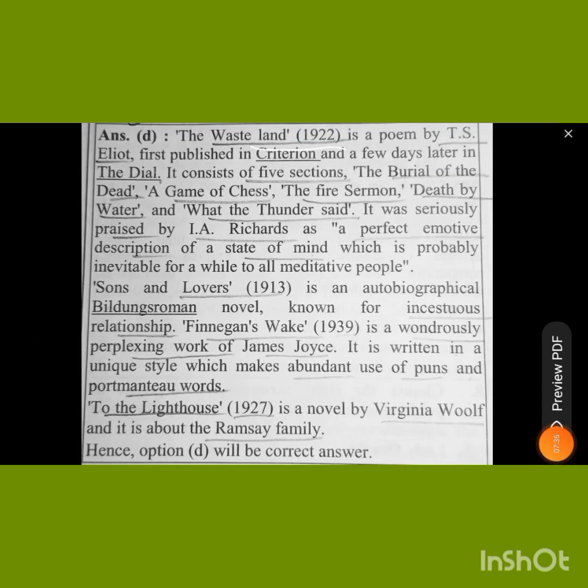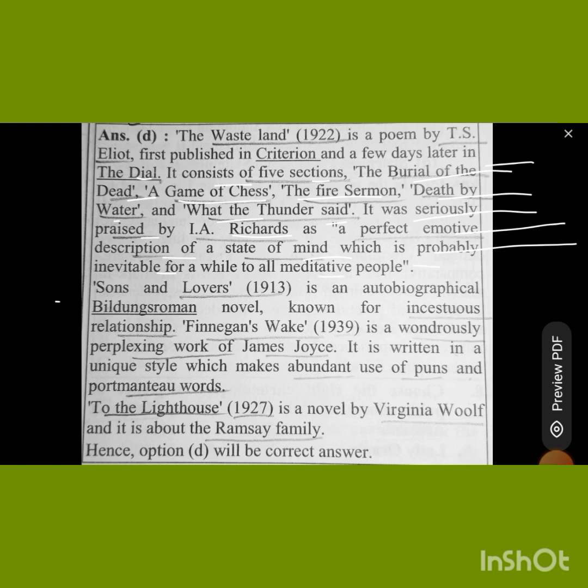The Wasteland, 1922, is a poem by T.S. Eliot, first published in Criterion and a few days later in the Dial. It consists of 5 sections: The Burial of the Dead, A Game of Chess, The Fire Sermon, Death by Water, and What the Thunder Said. It was seriously praised by I.A. Richards as a perfect emotive description of a state of mind which is probably inevitable for a while to all meditative people.